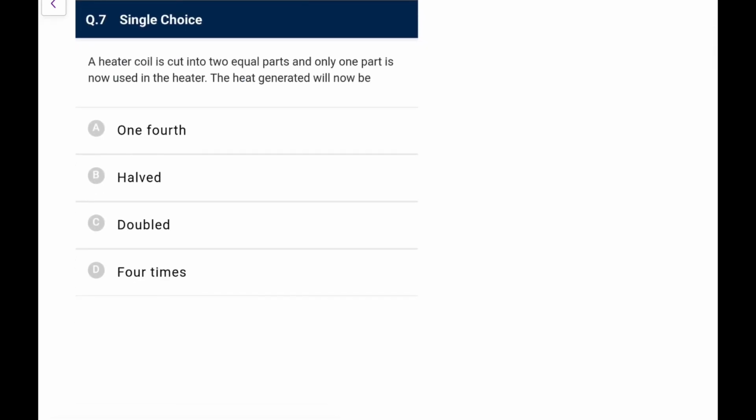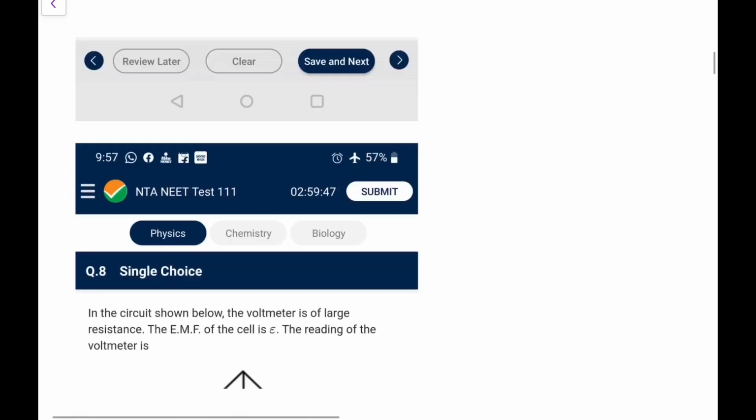A heater coil is cut into 2 equal parts and only one part is now used in the heater. So that means the length is half, that means the resistance has become half. So power equal to V square by R, because voltage is fixed. So R is half, that means power becomes twice. So power becomes twice, so the heat generated will now be doubled. You can go for option C here.